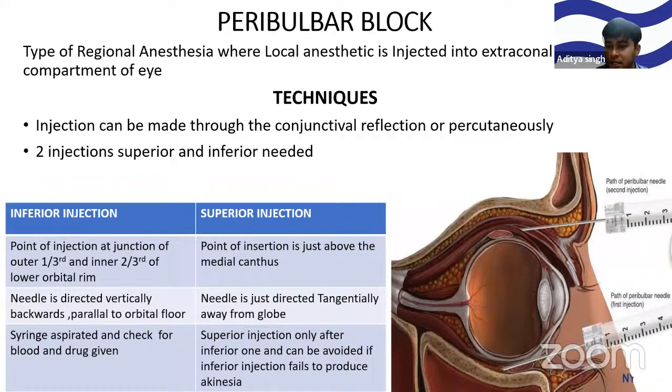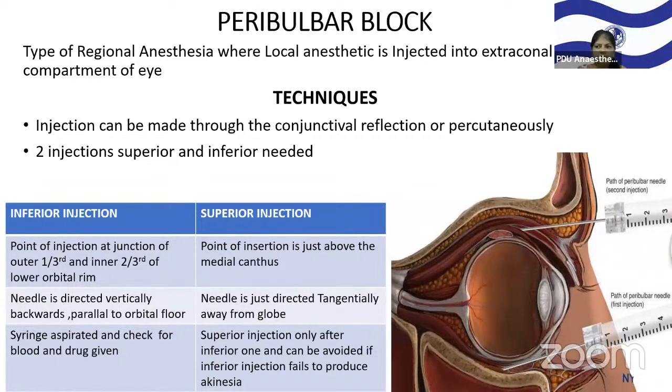After that, two injections are used in the peribulbar block, the inferior injection and the medial injection. The inferior injection is given at the junction of the lateral 1/3 and medial 2/3. And the medial injection will be at the junction between the medial caruncle and medial canthus. After the block, intermittent digital pressure will be applied and akinesia will be assessed after 15 minutes.